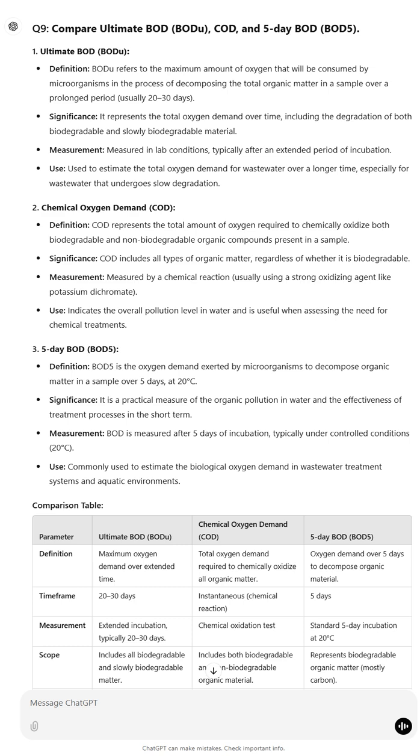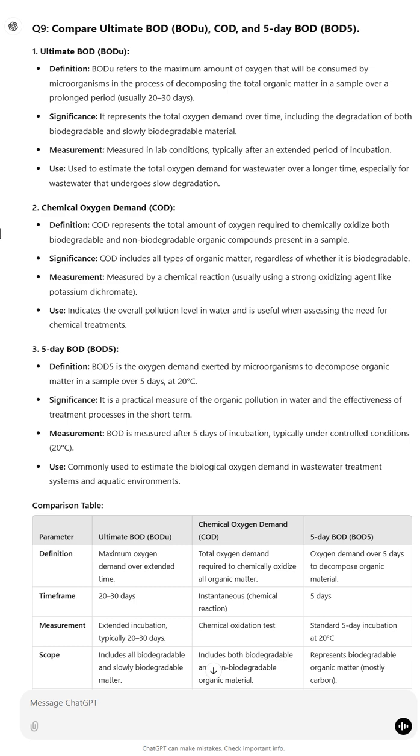Use. Used to estimate the total oxygen demand for wastewater over a longer time, especially for wastewater that undergoes slow degradation. 2. Chemical oxygen demand, COD. Definition. COD represents the total amount of oxygen required to chemically oxidize both biodegradable and non-biodegradable organic compounds present in a sample. Significance. COD includes all types of organic matter, regardless of whether it is biodegradable. Measurement. Measured by a chemical reaction, usually using a strong oxidizing agent like potassium dichromate. Use. Indicates the overall pollution level in water and is useful when assessing the need for chemical treatments.